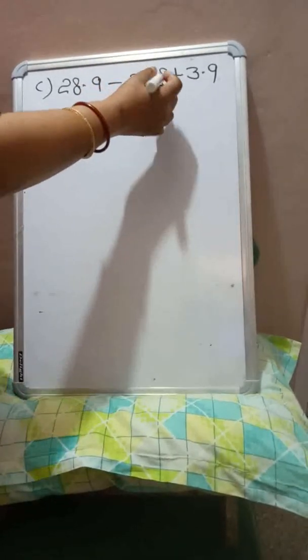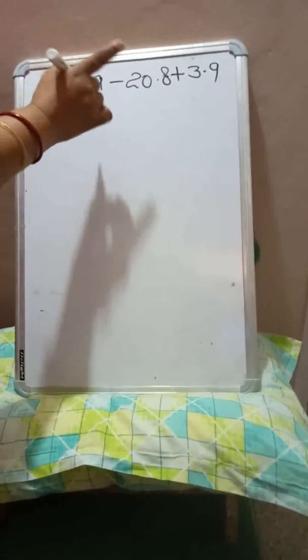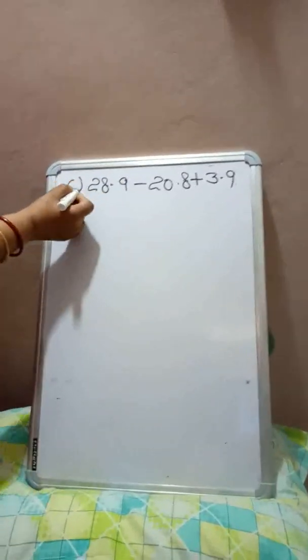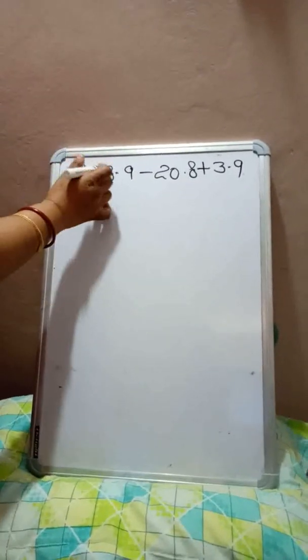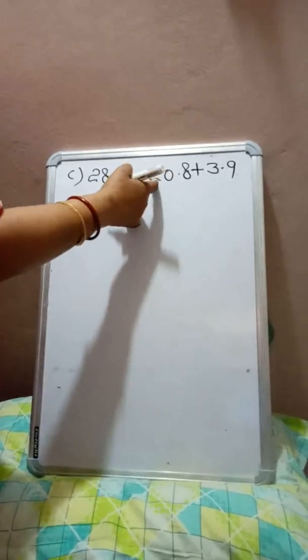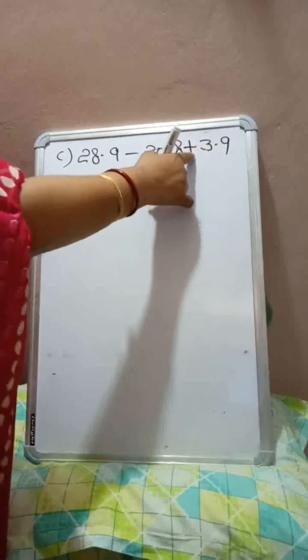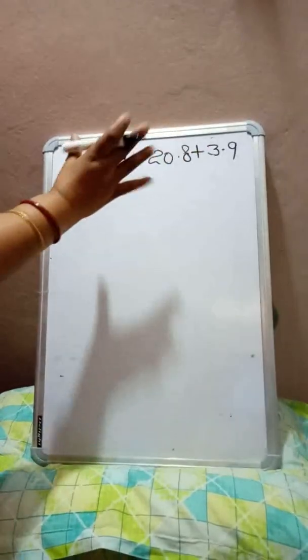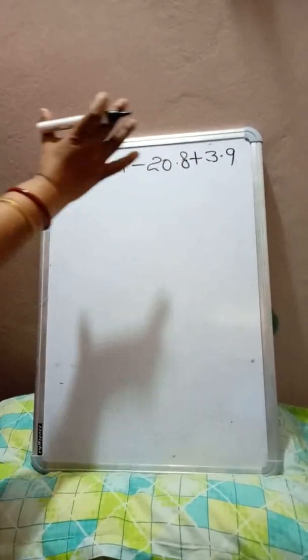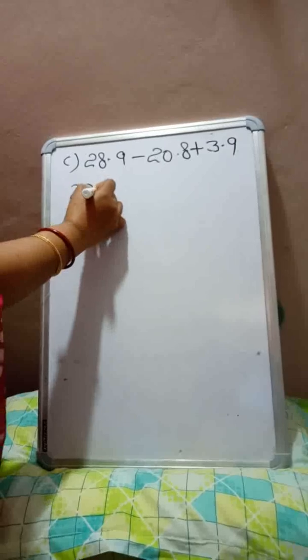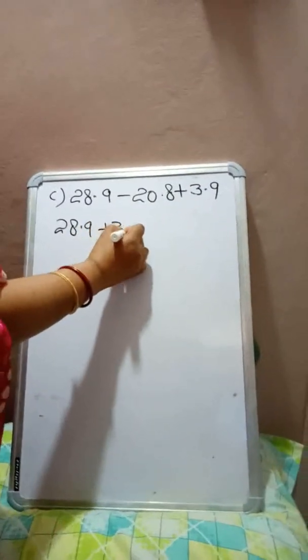Look at here carefully. 28.9, so it is positive. There is no sign before this number. It means it is plus sign, right? Minus 20.8. 20.8 is having minus sign. And plus 3.9. 3.9 is having plus sign. So let us arrange these numbers. Plus signs will be taken together. So we collect this plus sign and plus sign together. So we write down 28.9 plus 3.9.